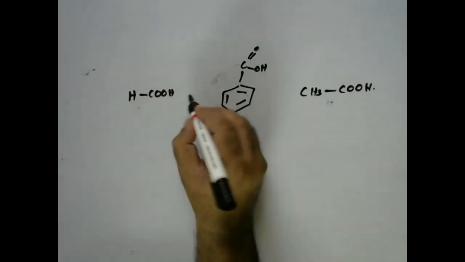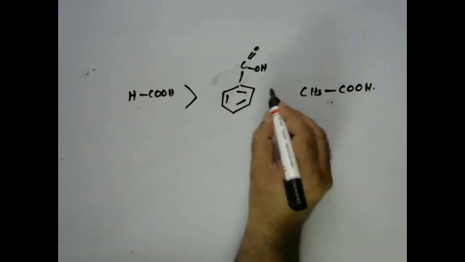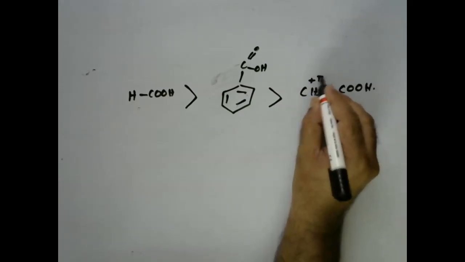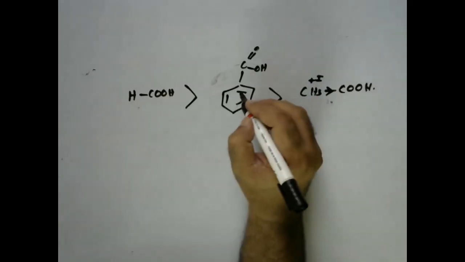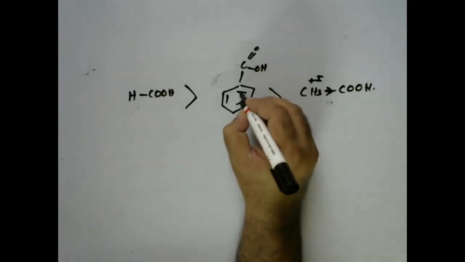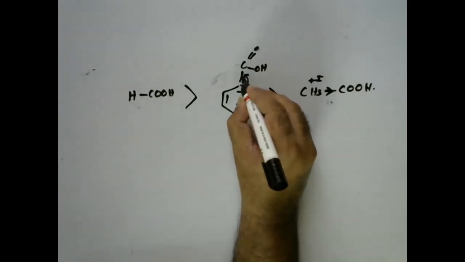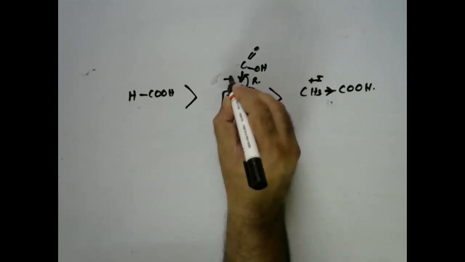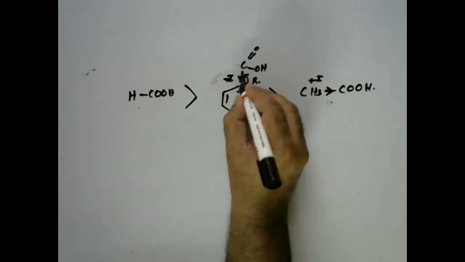You will find formic acid is going to be stronger than benzoic acid, which is stronger than acetic acid. Why? In acetic acid we have a strong electron donating group. In benzoic acid, the benzene actually gives electron due to resonance. It also pulls away the electron due to the minus I effect.